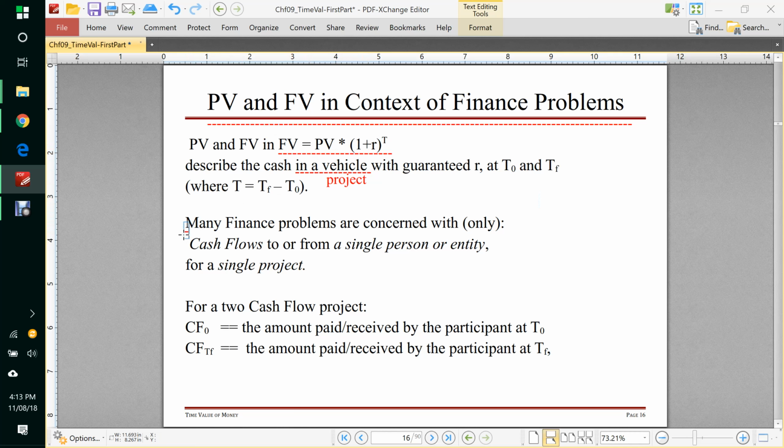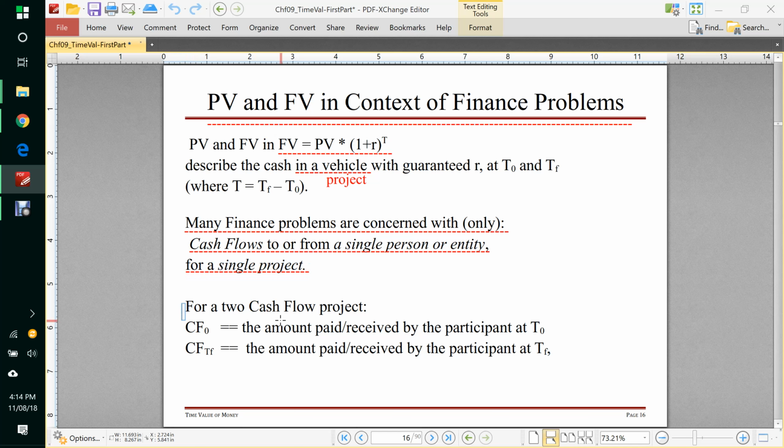However, in finance, many problems are concerned not with what's in the petri dish, but with what we put into the petri dish and what we take out of it, what we put into our interest-bearing checking account and what we take out of it. Those are the cash flows into or out of a project, and we always want to be very careful to measure the cash flows for a single person or a single entity into or out of a project.